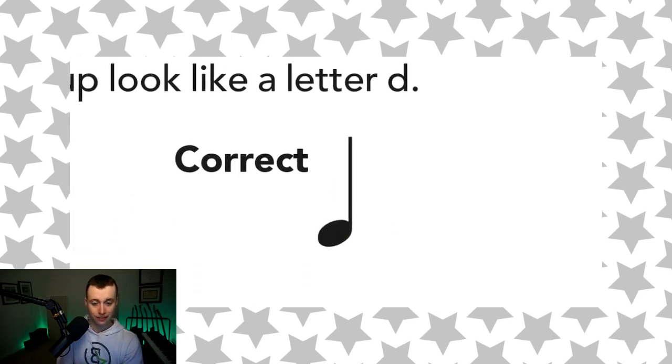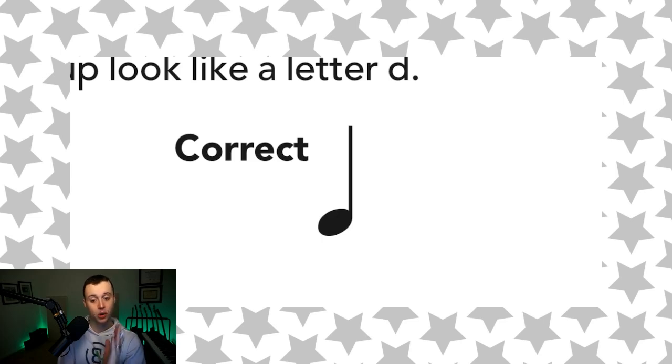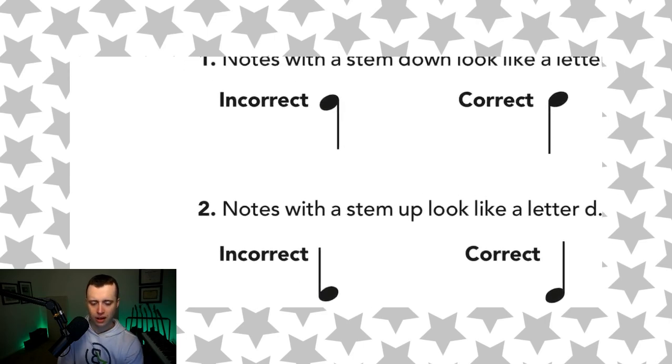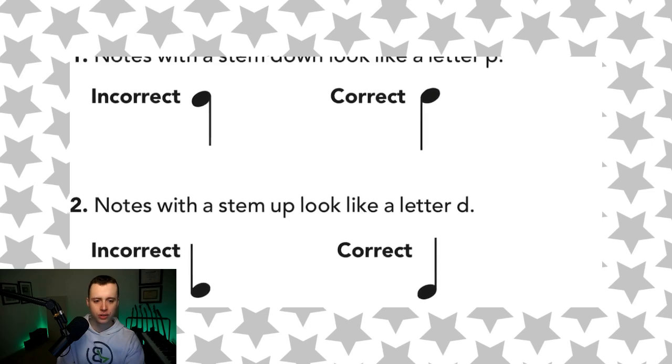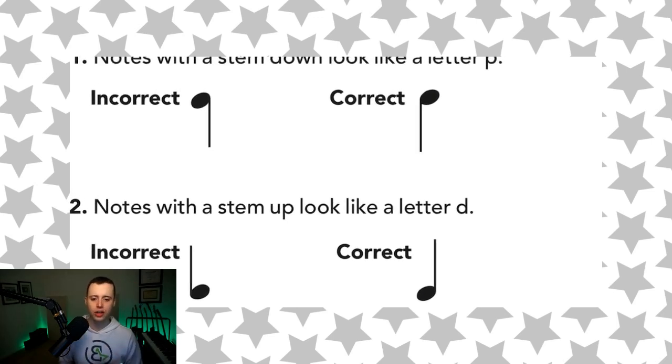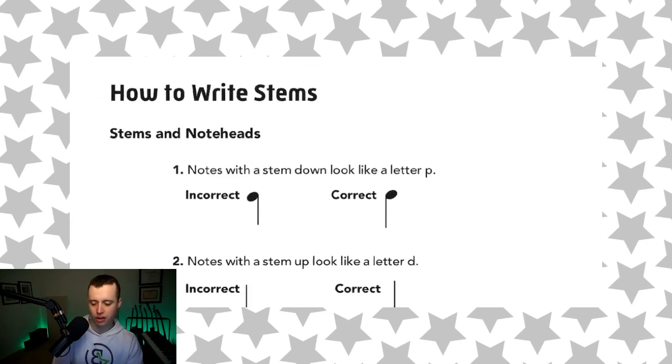And the way you know if you're writing a correct note head with a stem, when the stem is going up from the note head, is if it looks like a lowercase d. Now, if you see Q's and B's, you're doing something wrong. So if your note head looks like a letter Q, or a letter B, you are doing it wrong. We just need P's and D's. So stem down notes, you should always have the stem on the left side of the note head, and stem up notes, we need the stem on the right side of the note head.